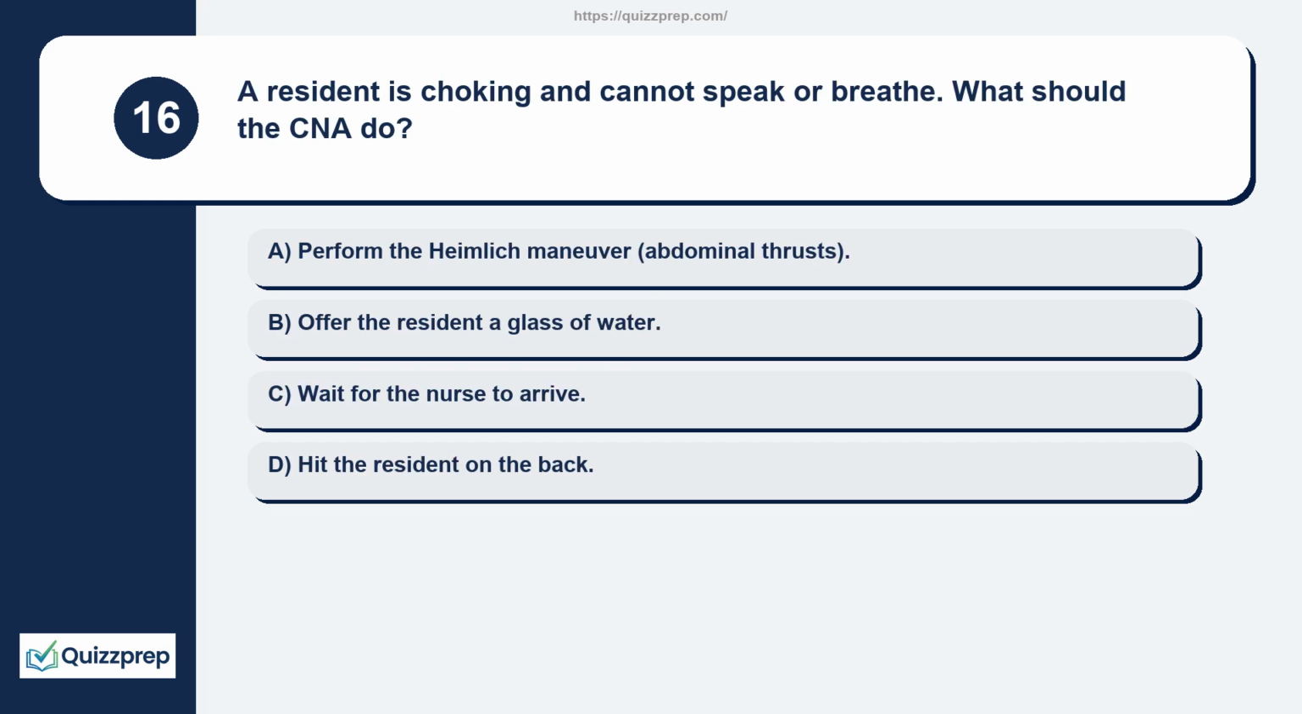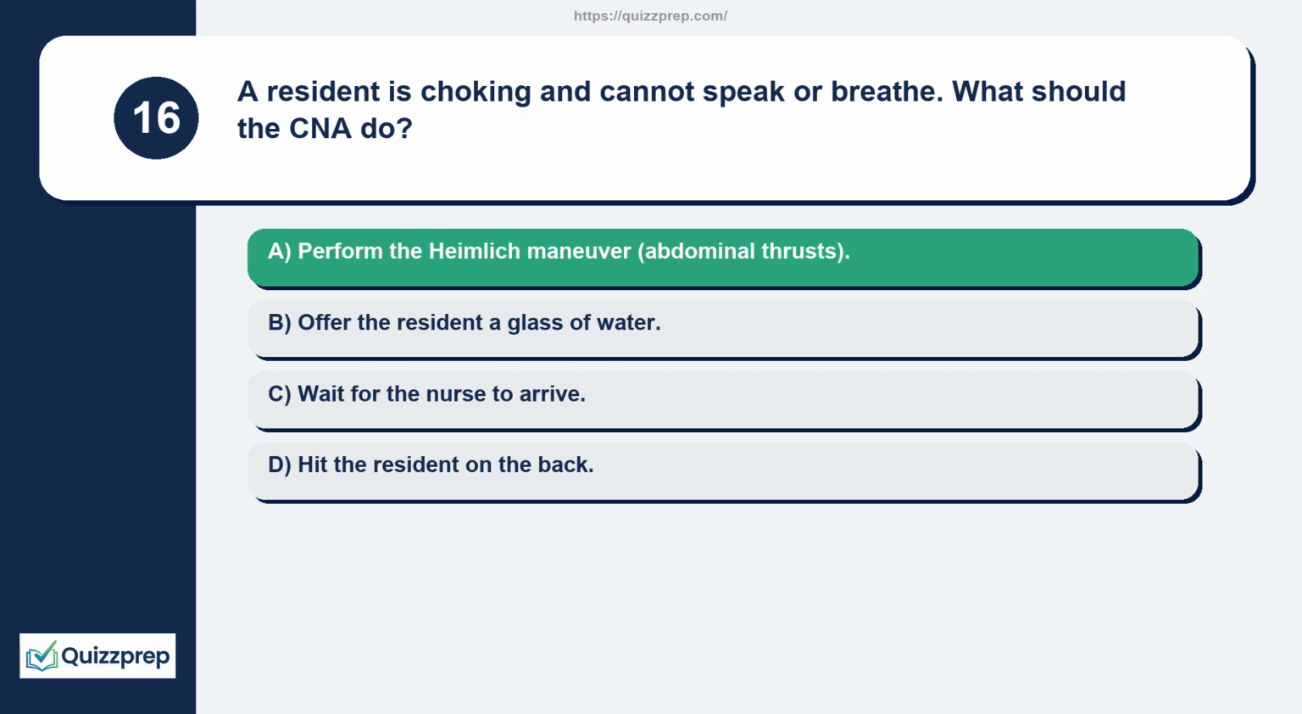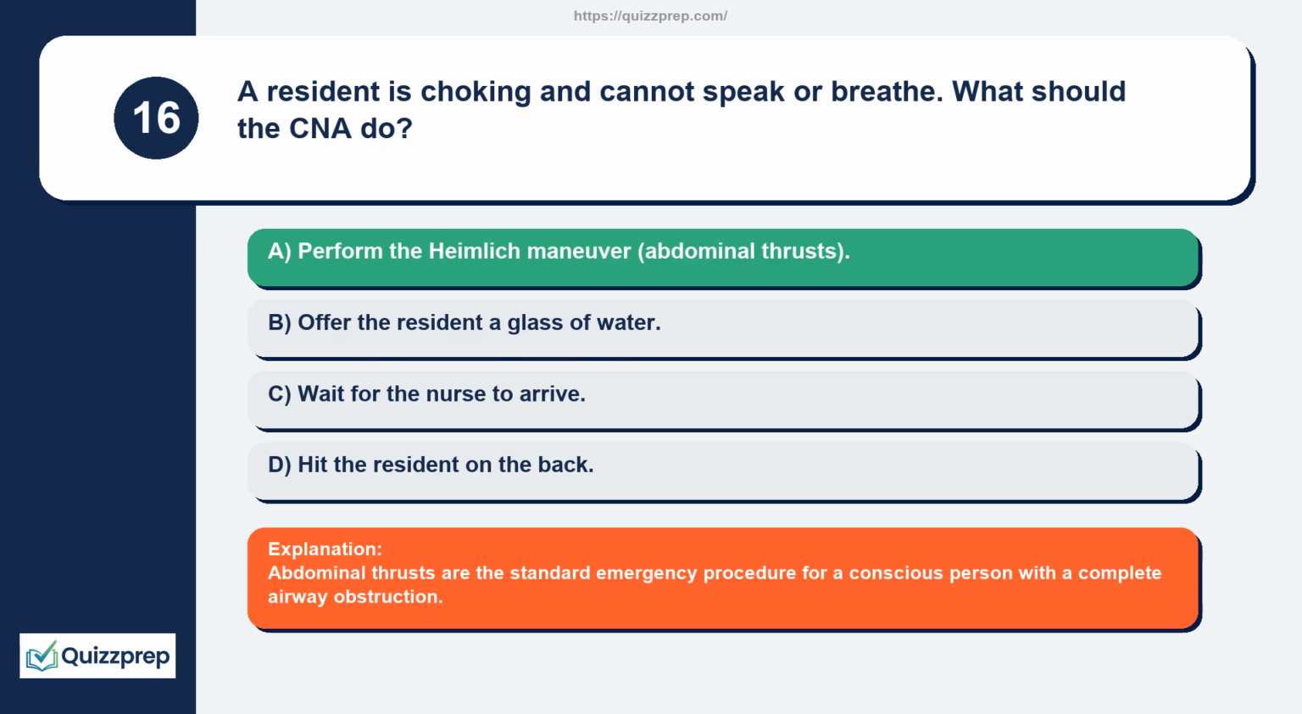Question 16. A resident is choking and cannot speak or breathe. What should the CNA do? Perform the Heimlich maneuver, abdominal thrusts. Offer the resident a glass of water. Wait for the nurse to arrive. Hit the resident on the back. Abdominal thrusts are the standard emergency procedure for a conscious person with a complete airway obstruction.